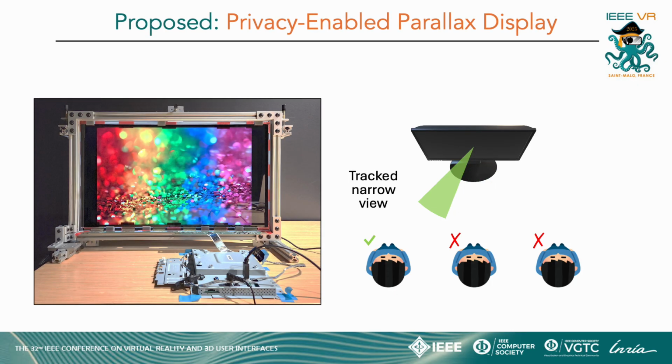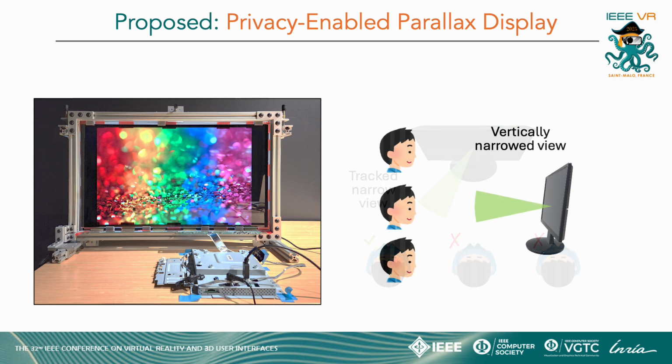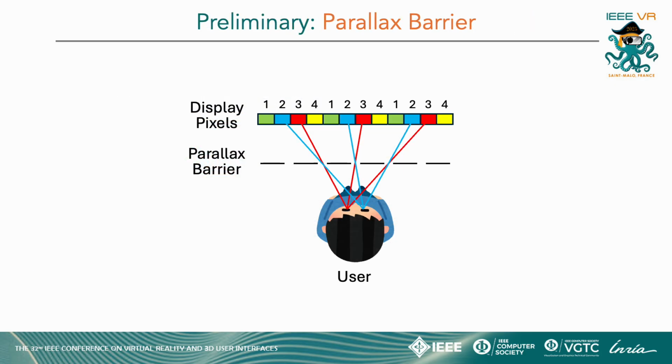We propose a privacy-enabled parallax display, which achieves high levels of selectivity such that only the tracked user can access the correct view. Unlike existing privacy filters, it further restricts the vertical viewing angle, preventing shoulder surfing. So, how does our method work? First, let's use this top view illustration to review how a conventional parallax barrier works.